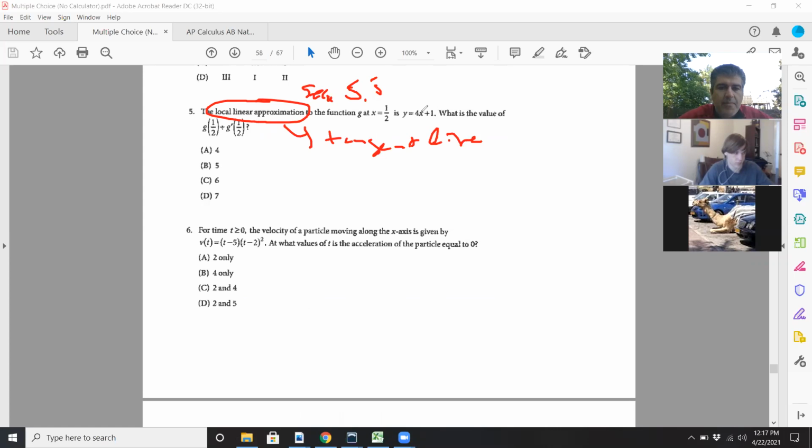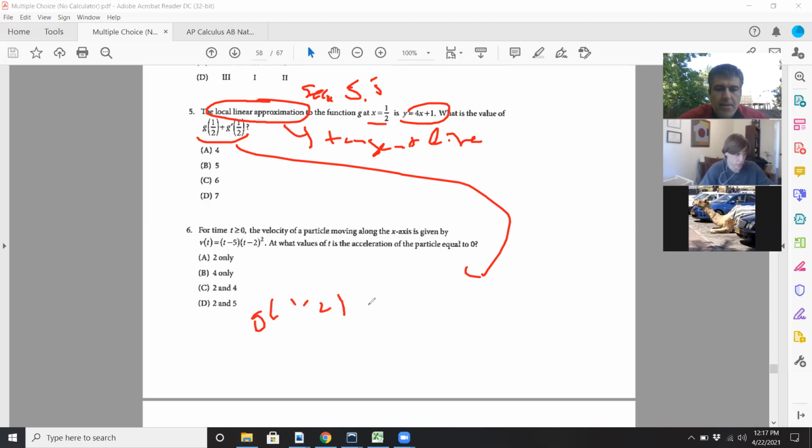So they give you the tangent line actually. It's y equals 4x plus 1. And they say that it's done at x equals 1/2. So when they ask for this, what they're asking for is for you to plug 1/2 into the function. So when they do g of 1/2, let's plug 1/2 into the tangent line itself.